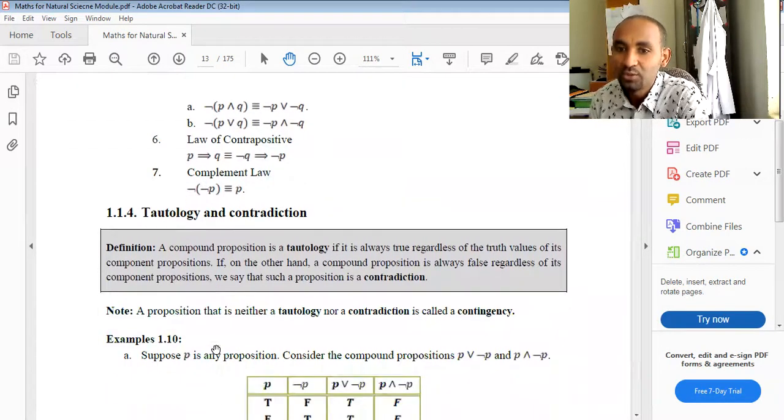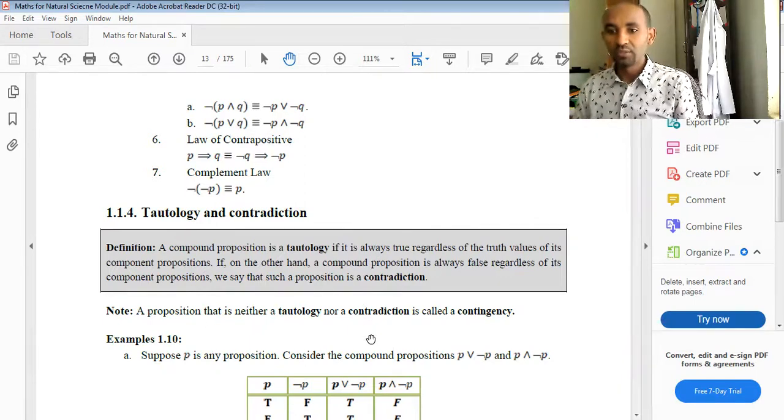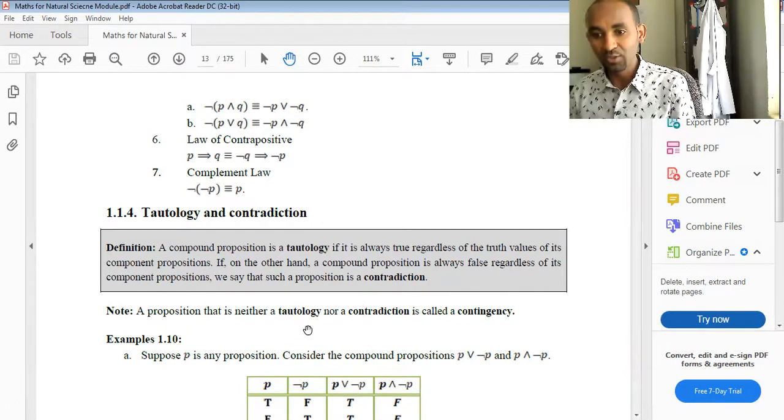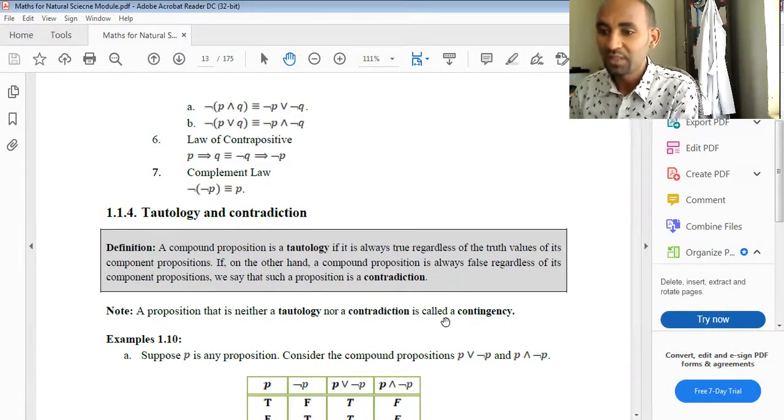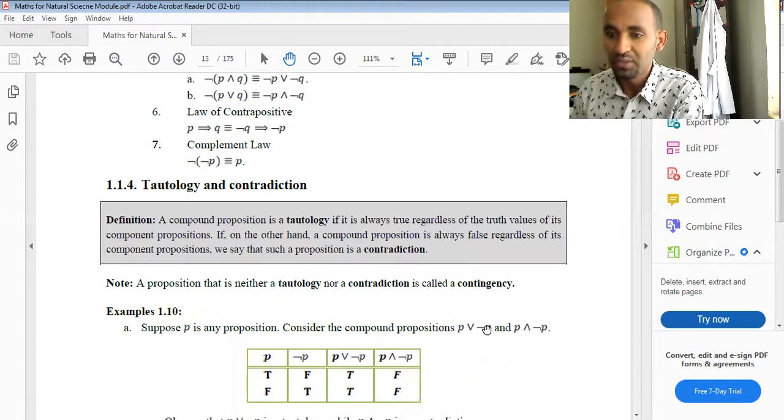The other interesting issues are tautology and contradiction. If a statement is always true, regardless of the truth value of the component propositions, we call it a tautology. And the other extreme is, if it's always false, regardless of the truth value of the component propositions, we call it a contradiction, okay? If it's sometimes true and sometimes false, a proposition that's neither tautology nor a contradiction is referred as a contingency, okay? These are just terminologies.